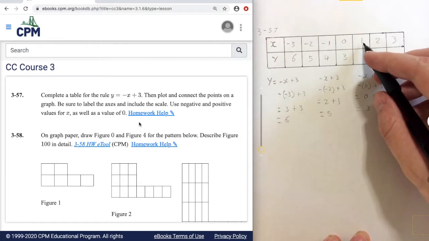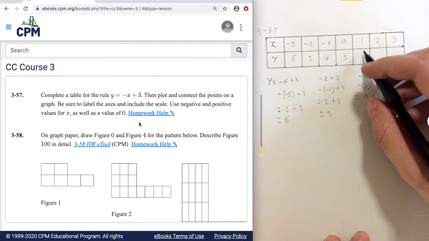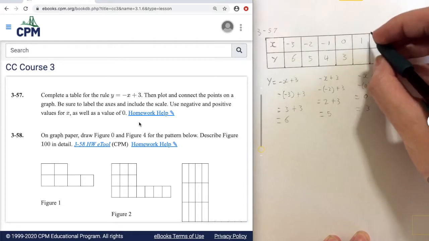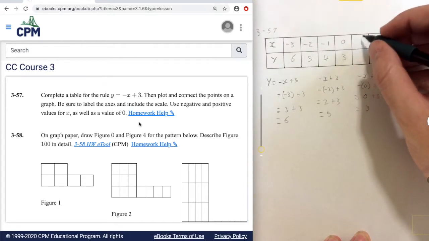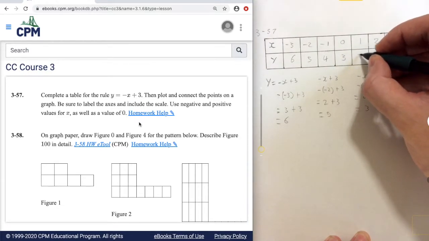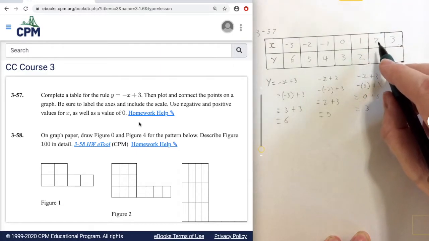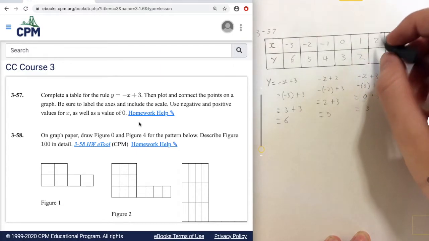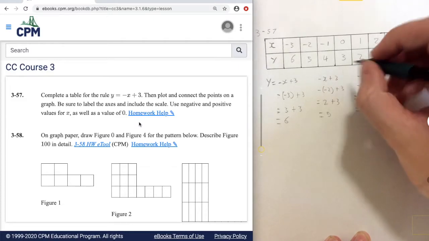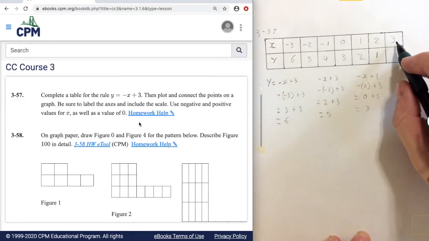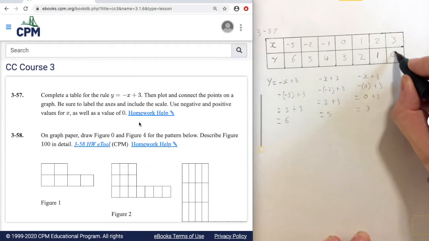Now -1 plus 3 is going to be the same thing as taking 1 away from 3. So that's going to be 2. And -2 plus 3 is going to be 1. And a -3 plus 3 will be 0.